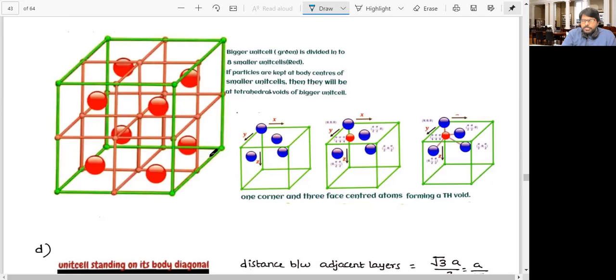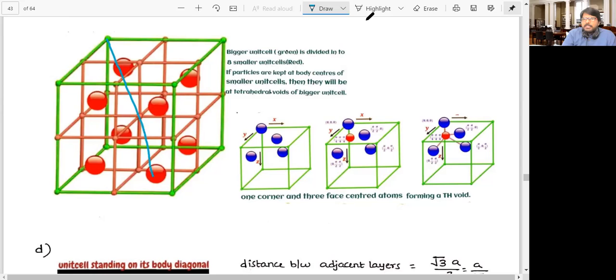I have taken a cubic unit cell, divided into 8 parts. Now in the smaller unit cell, at a body center, I kept one particle. Now that body center of a smaller unit cell is a tetrahedral void of the bigger unit cell. In fact, that is called the body diagonal. If you can recollect, yeah, this is the body diagonal, right?